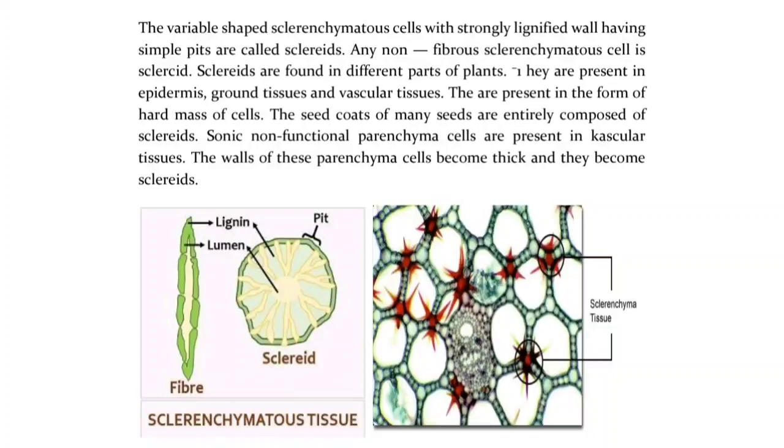The seed coats of many seeds are entirely composed of sclereids. Some non-functional parenchyma cells are present in vascular tissues. The walls of these parenchyma cells become thick and they become sclereids.